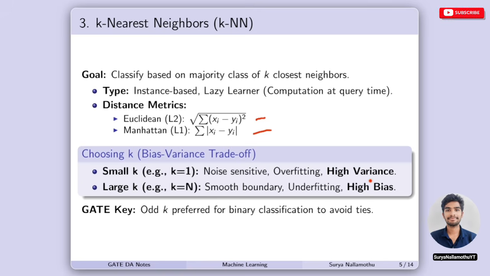For the overfitting condition, there becomes high variance. For the underfitting condition, there becomes high bias. So these are the vice versa conditions we have.